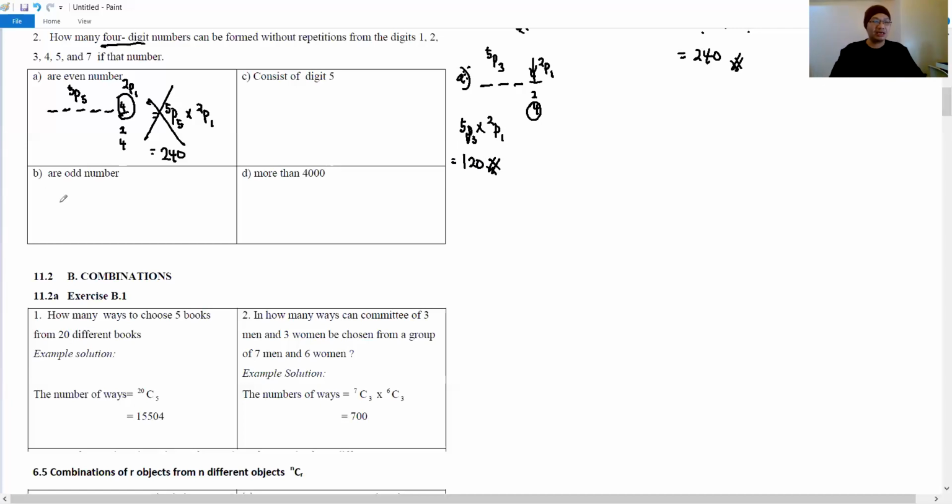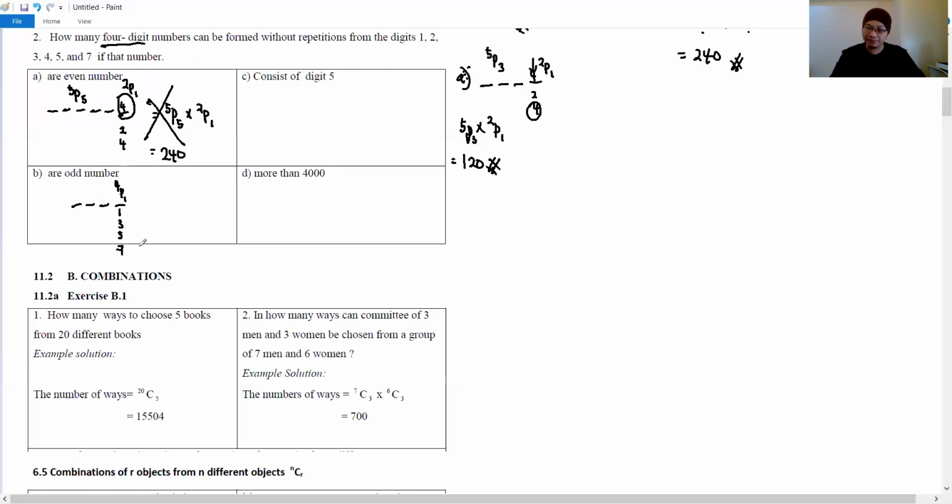How about B? It must be an odd number. Okay, don't forget your places available are only 4, because it's a 4 digit number, and this is an odd number. When we talk about odd numbers, the last digit here must be an odd digit. So what are the odd digits here? 1, 3, 5, and 7. We got 4 options here. We got 4 digits we can choose, but we need to choose one only. So it will be 4 digits available. We need to choose one.